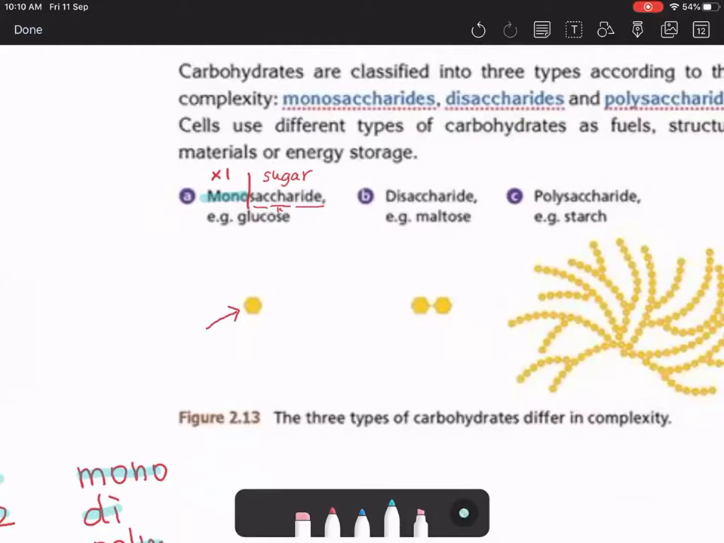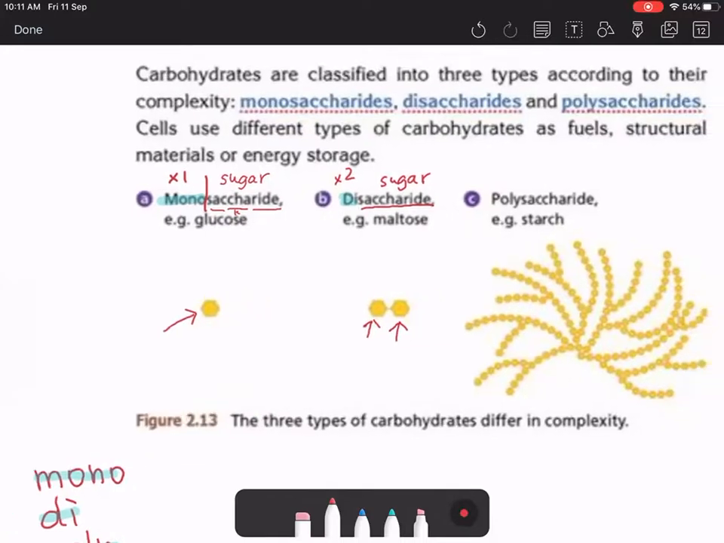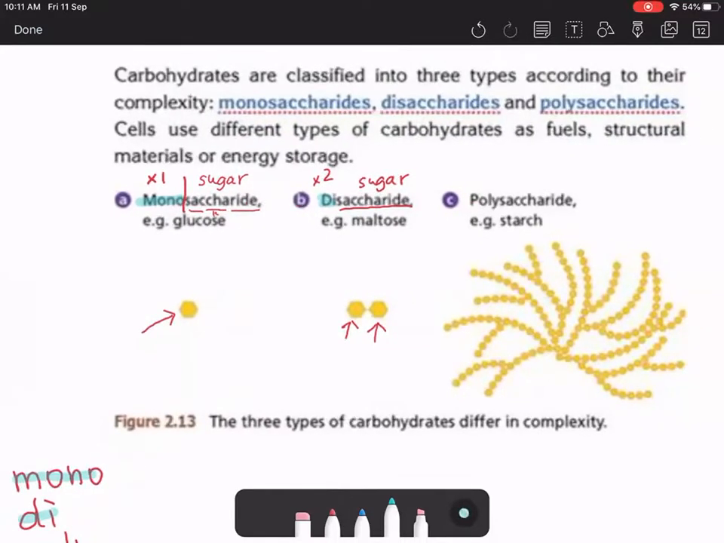The next one, di. Di means 2. Saccharide means sugar again. Now here are 2 sugars. They link together. The next one, the last one, so many. So that's why I say poly. Poly means many. Many sugars linked together will form a polysaccharide.